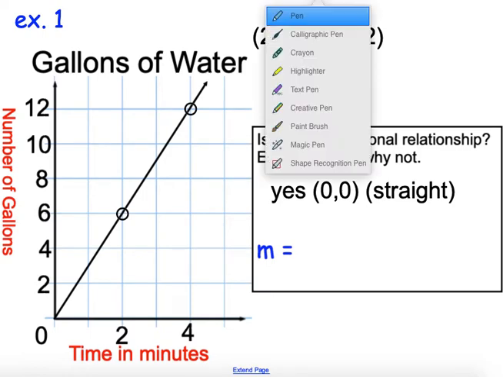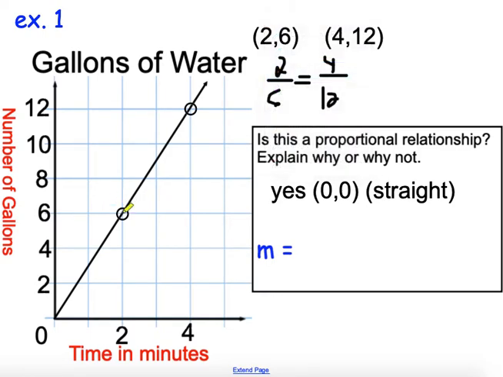I got slope 3. If you're rising 6 over 2, 6 over 2 equals 3.